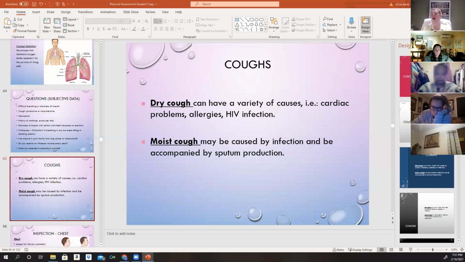So when we talk about coughs, do they have a dry cough, which could be caused by anything? They could just have an allergy to something. They could have seasonal allergies, morning allergies. They could have cardiac problems. Sometimes we see this in HIV patients. Do they have a moist cough, which is caused by an infection and can be accompanied with sputum production? Not all the time. Sometimes they can't get their sputum up.